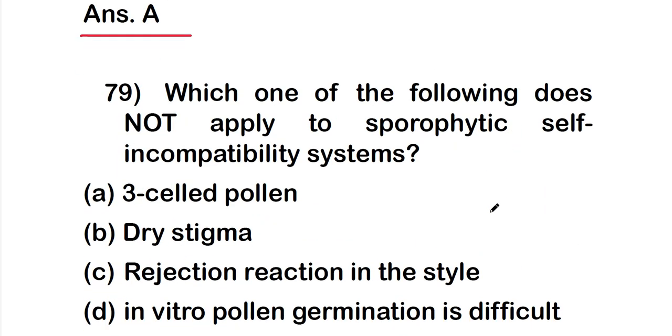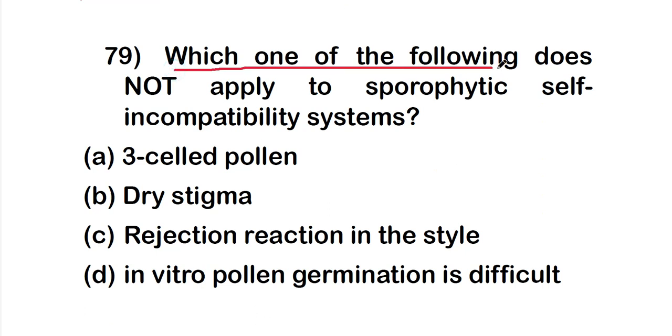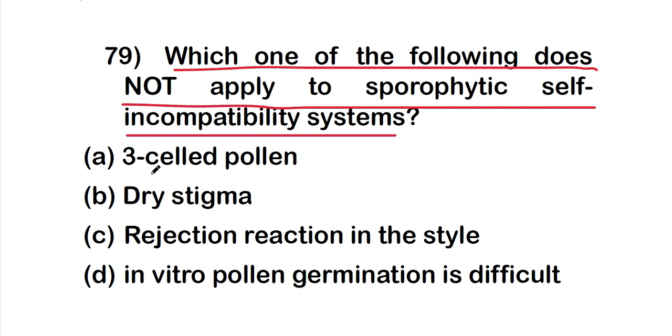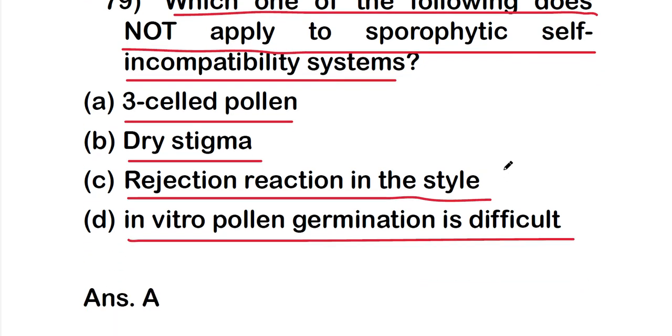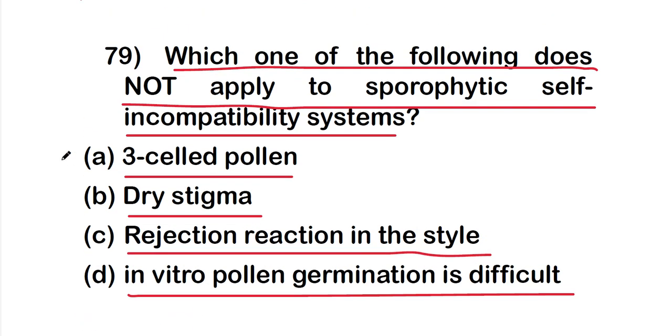Okay, so the next question is which one of the following does not apply to sporophytic self-incompatibility system, and options are option A 3-celled pollen, option B dry stigma, option C rejection reaction in the stele, option D in vitro pollen germination is difficult, and the right one is option A, that is 3-celled pollen. So which one of the following does not apply to sporophytic self-incompatibility system, that is 3-celled pollen.